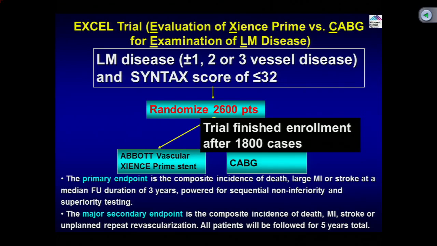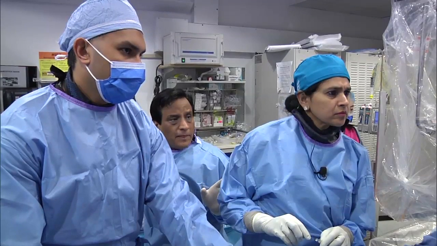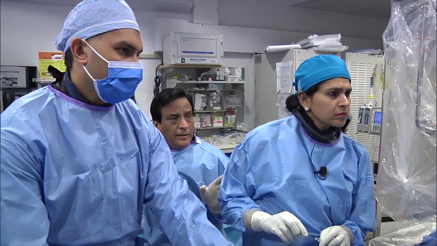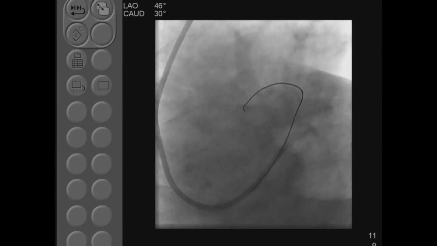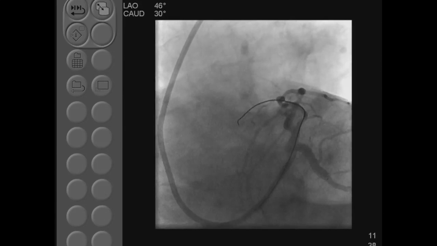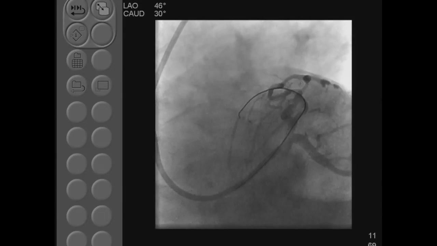So with that note, now we are going to go to the live case. Show us what you've done. Do you want to keep it in this view? Do you want to take us through quickly?